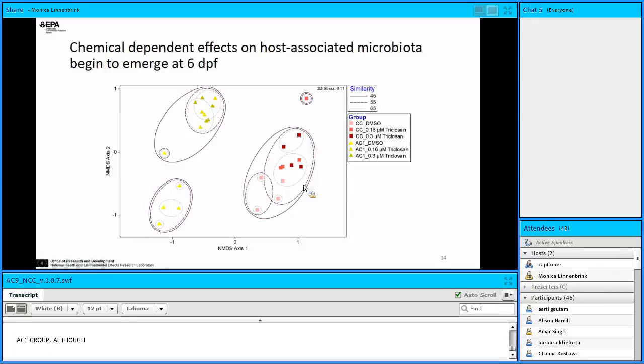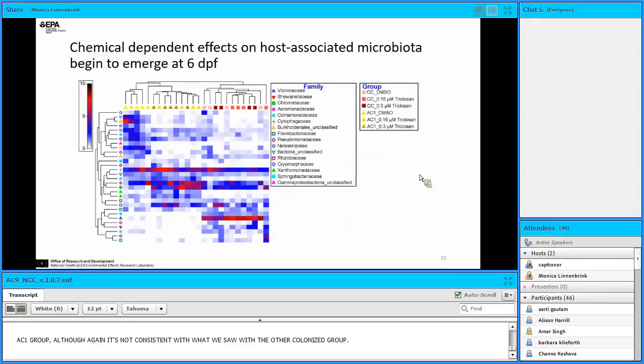And this is reflected in this heat map where we used an unsupervised clustering approach to ask how similar these community structure profiles are to one another. And this is showing family-level taxonomy. And basically the thing to focus on from this particular figure is that the major discriminating factor in these data is not whether or not the animals were dosed with triclosan, it's what day they were colonized on. So on the left-hand side of the heat map are all of the AC1 samples, and on the right are all of the CC samples.